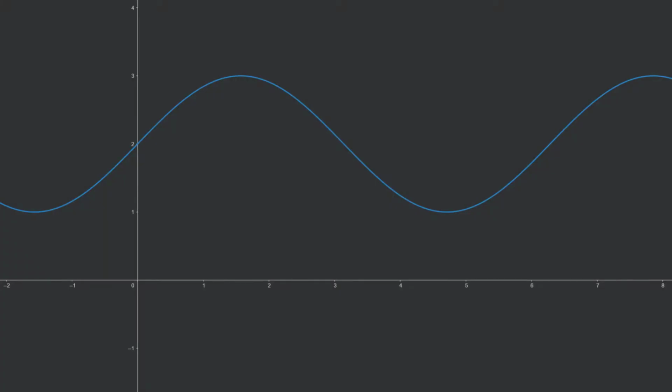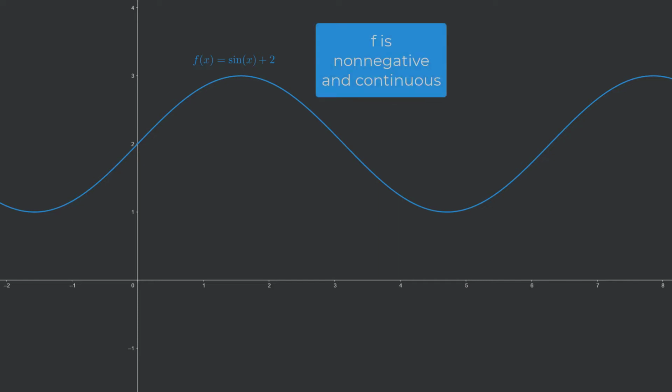We start our story with this function. We call this function f, and its formula is in fact f of x equals sine x plus 2. However, its precise formula is not of much interest to us. We are rather interested in two properties of this function, and that is that the function is non-negative, that means its graph is above the x-axis, and that the function is continuous. That means it doesn't have any jumps. Apart from being non-negative and continuous, this function could be just any other function.